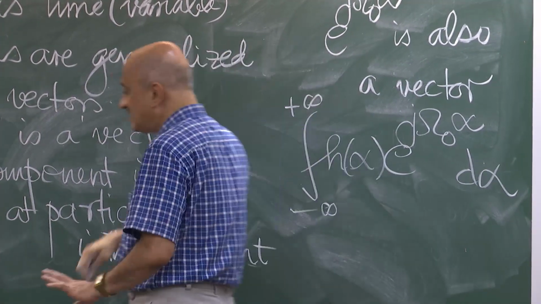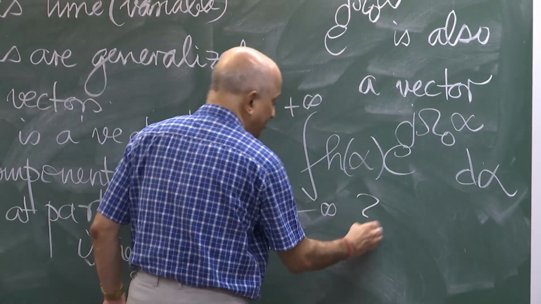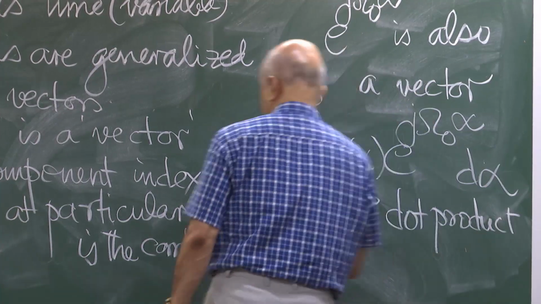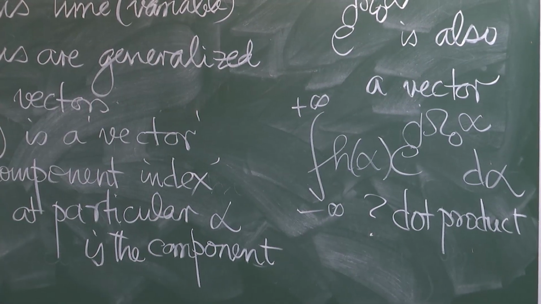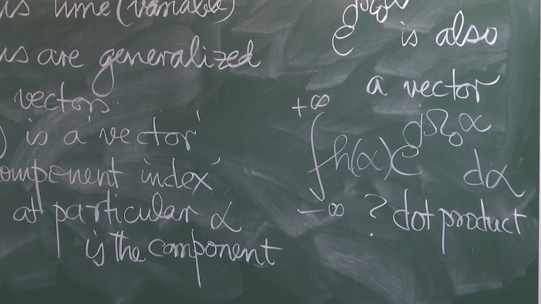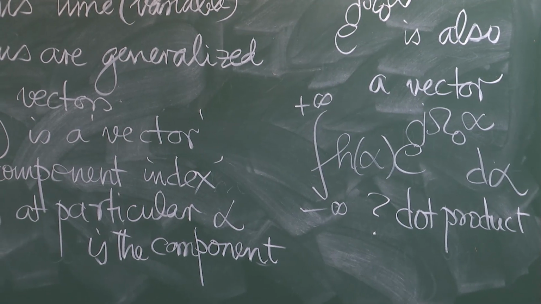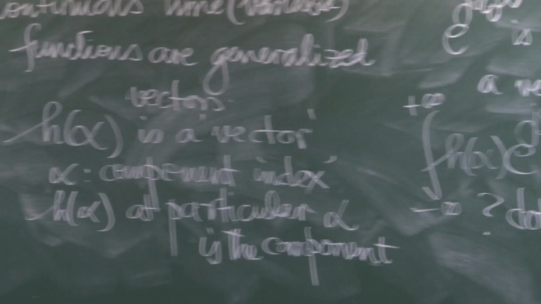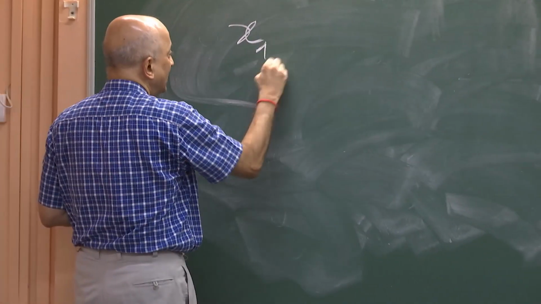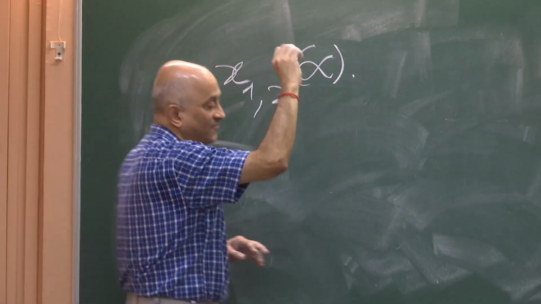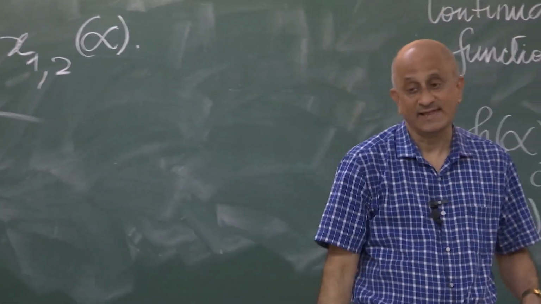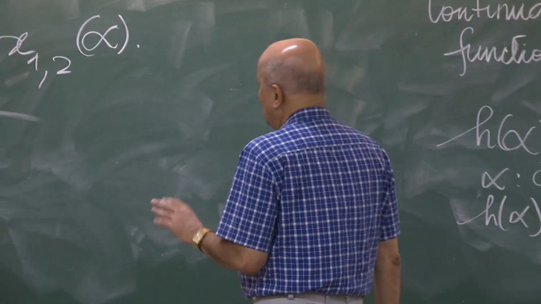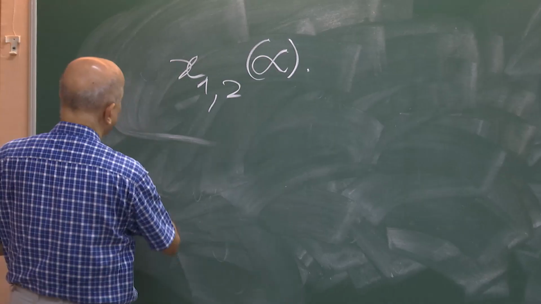So, we would think maybe this is the dot product. Is this a dot product? Let us see. Well, to answer that question, let us take any two functions x1 and x2, continuous functions of alpha. They are both functions of continuous alpha. Alpha is real. Now, suppose we define the dot product like this.